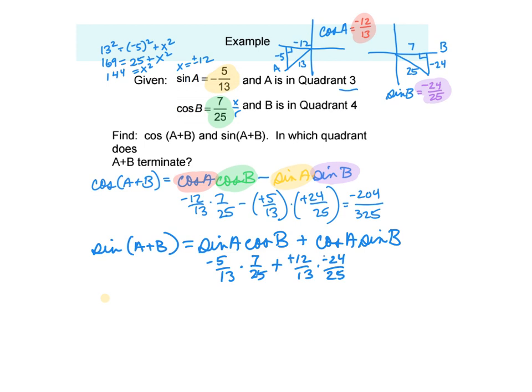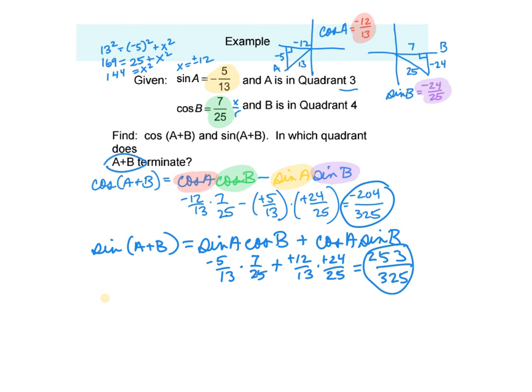And again, I'm multiplying, so those both become positive. So again, in your calculator, you would do negative 5 divided by 13 times 7 divided by 25 plus 12 divided by 13 times 24 divided by 25. And getting that decimal, I'll change it over to a fraction, math enter, enter, and I find that this is 253 over 325.